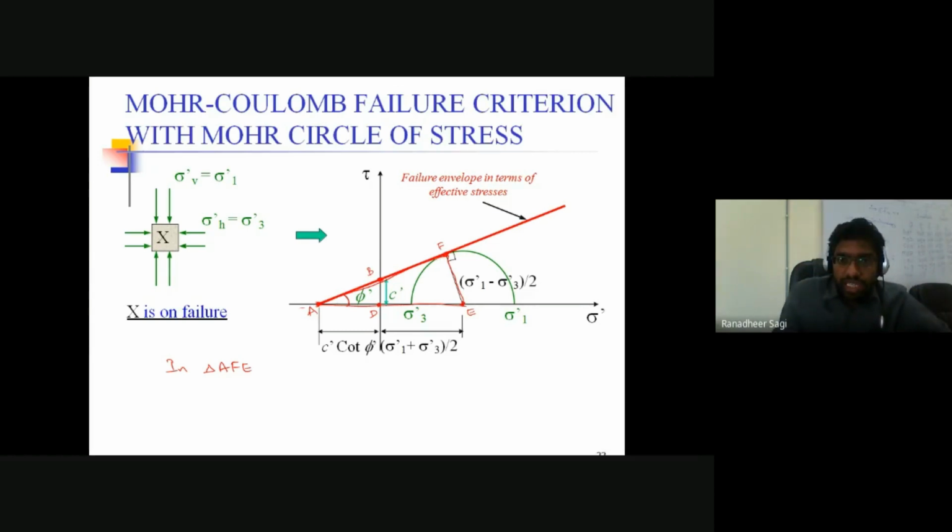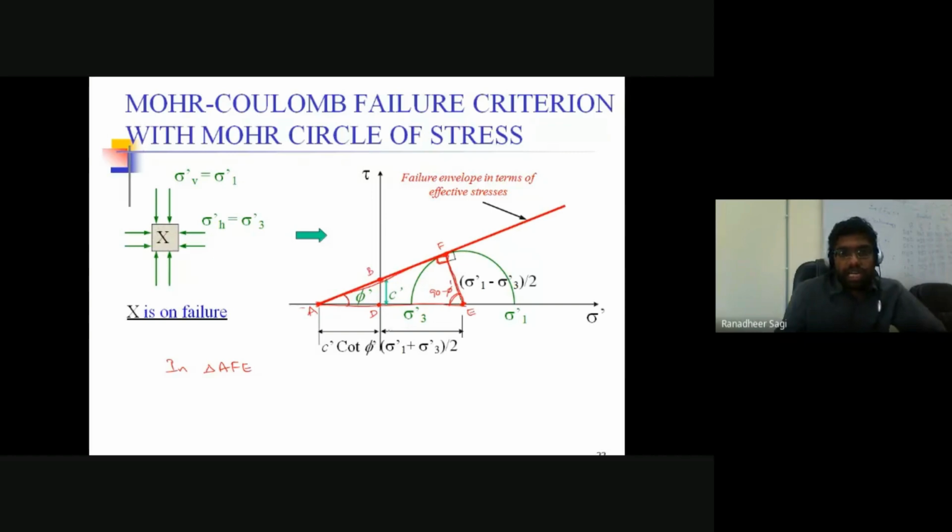And we said that the failure envelope is tangential to your Mohr circle. So from the center of the Mohr circle, if we draw a line to the tangential point, this line is going to be perpendicular. So at point F, the angle formed is 90 degrees. Then automatically the remaining angle I can write as 90 minus phi dash.